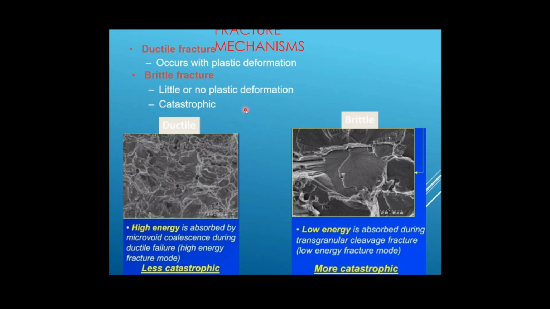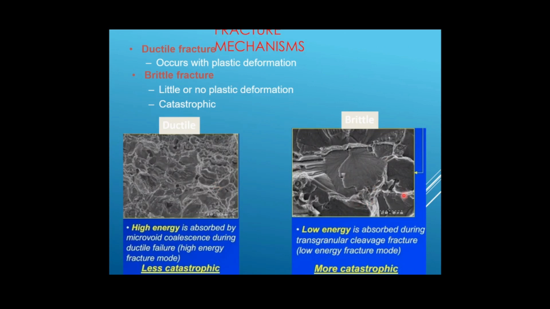Now, what is meant by ductile fracture? What is the cause of ductile fracture? Ductile fracture occurs with plastic deformation, while brittle fracture occurs with little or no plastic deformation. So this SEM image indicates ductile fracture and this SEM image indicates brittle fracture. Ductile materials will elongate before the fracture, but in brittle materials, the fracture will occur immediately.